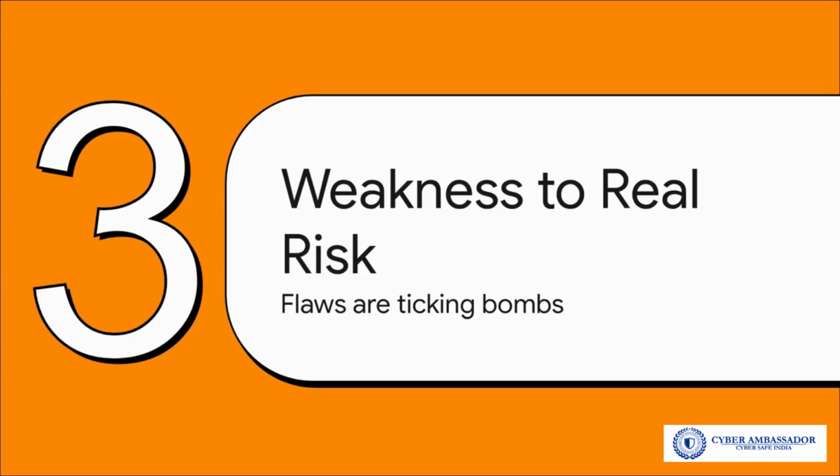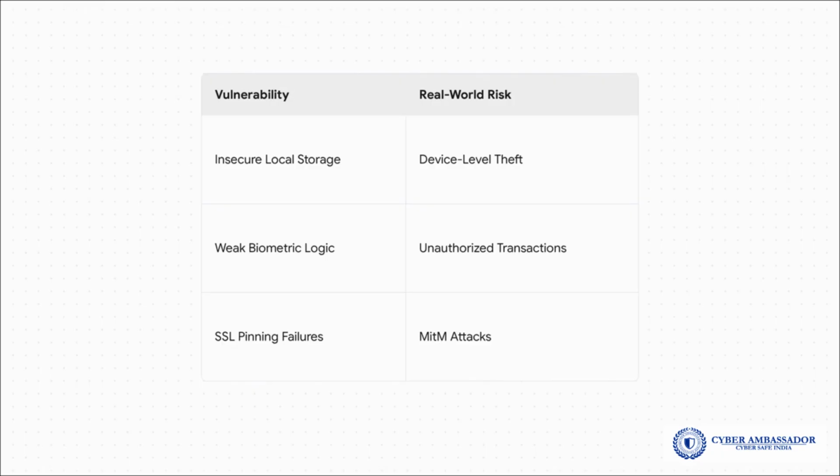Section 3. Weaknesses to real risks. It is so easy to get lost in all this technical jargon, but these abstract code flaws are directly tied to massive real-world disasters. Let's look at insecure local storage. If an app stores data in plain text, a stolen phone instantly becomes device-level theft. Hackers just extract your passwords.